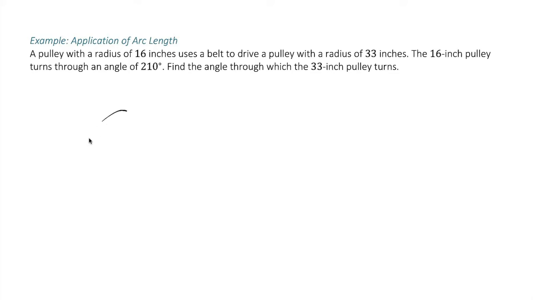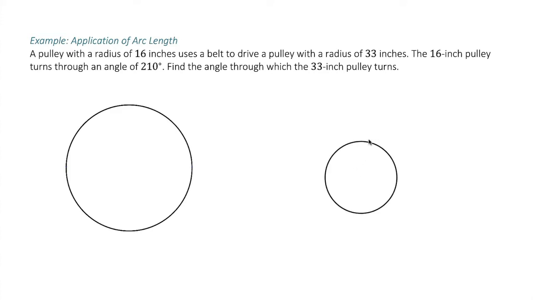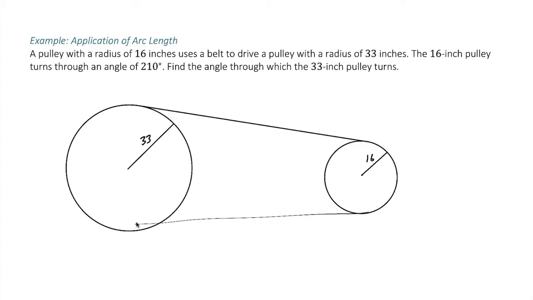Let's start with just a little picture so we can understand what's happening here. We'll do a side view of our pulleys here. And so we've got two different sizes. Here's our 33-inch pulley and here's our 16-inch pulley. And I'll go ahead and just draw those radii here, 33 and 16. And we've got a belt connecting these, and so our belt is like this, wrapped around these two pulleys.